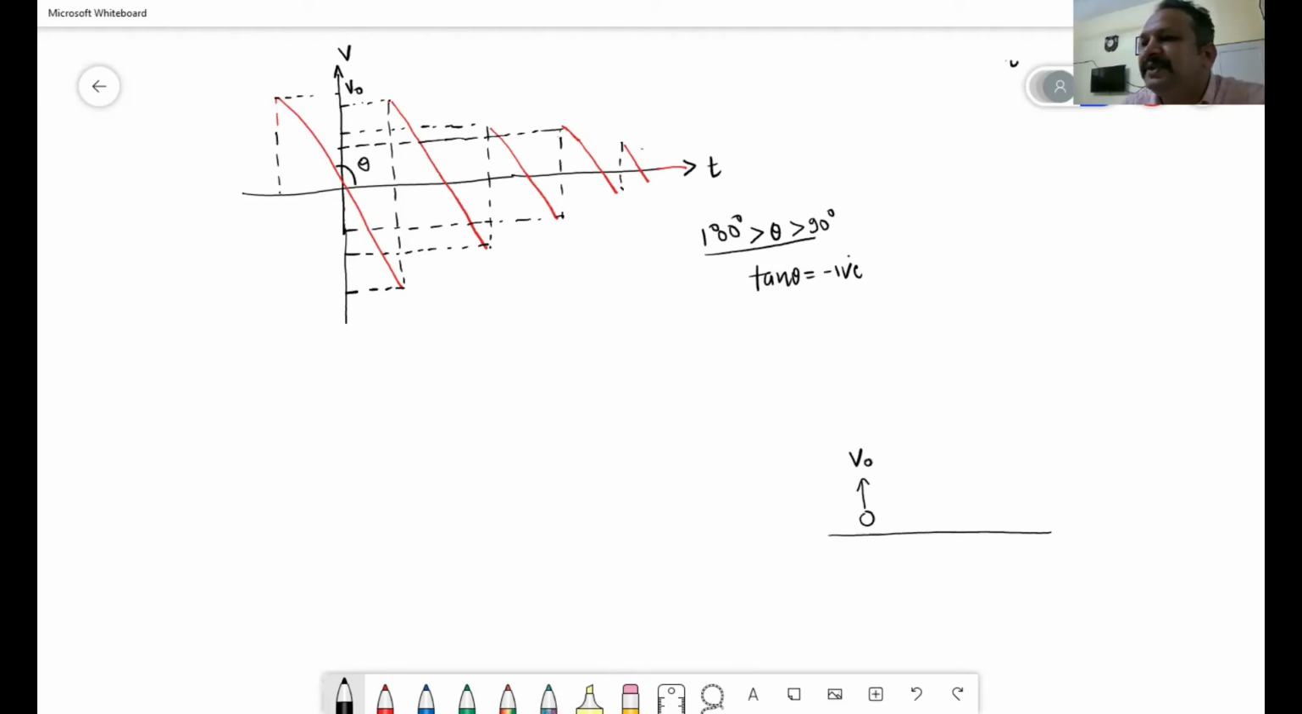So this upward direction I am taking as the positive direction, and the ball will go up. At this moment the velocity will go down because velocity is continuously decreasing. So this is the negative time. Suppose this time is minus T0. At time t equal to 0, the velocity becomes 0.